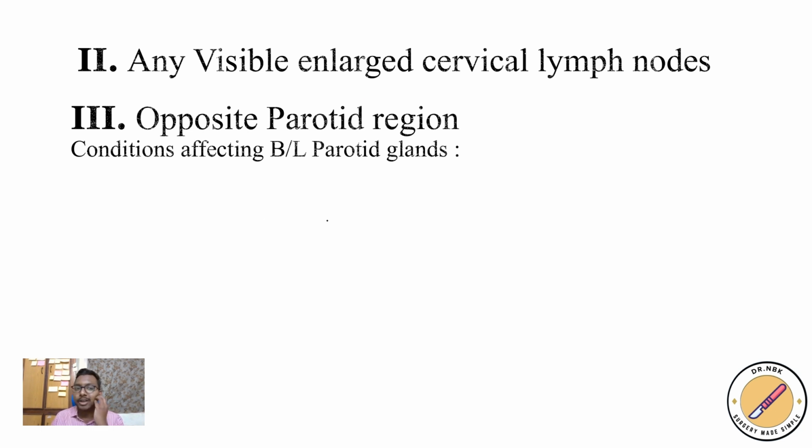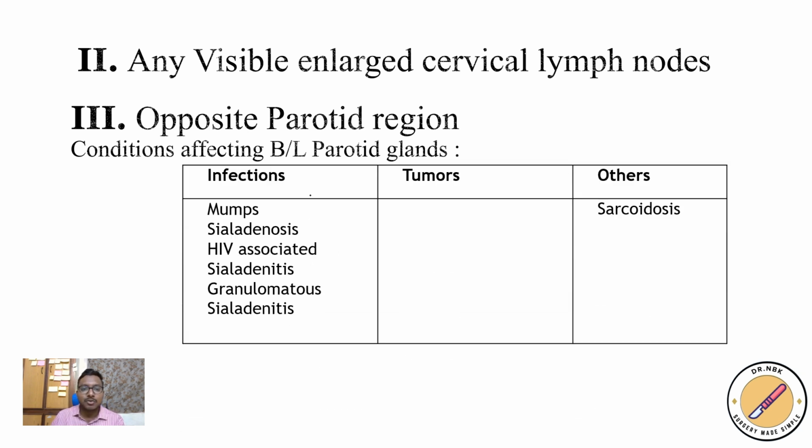Then the opposite parotid region. It is very important to understand why you should examine the opposite parotid region, because there are certain conditions which will affect both parotid glands. What are they? The first one, you can remember easily: infection, tumors and others. The important infections are viral, that is nothing but mumps, sialadenosis, HIV associated sialadenitis, and granulomatous sialadenitis. These are the common infections.